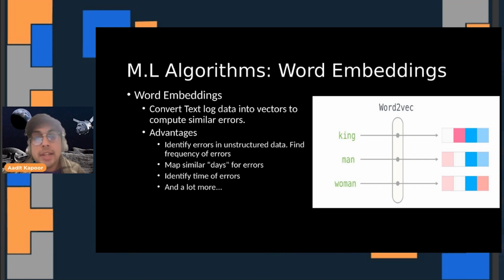We can map out similar days using clustering on those vectors. So we could say, okay, on Monday there are these kinds of errors, on Tuesday there are these kinds of errors. And then we can also map out the time of errors, what time the errors are most active. And all these are through the clusters. We build up clusters and we could see different patterns being made up. And there's a lot more to utilizing word embeddings in this space.